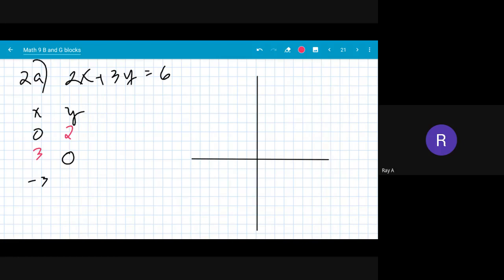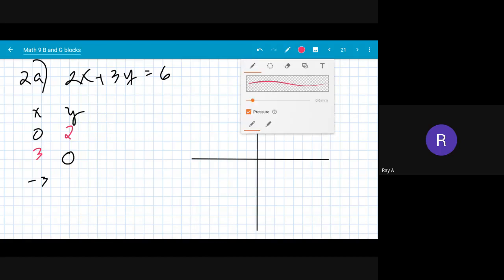What is y going to be when x is negative 3? I leave that for you to do. But really, you don't need a third point because we have enough.